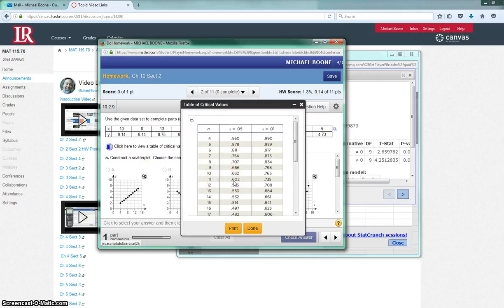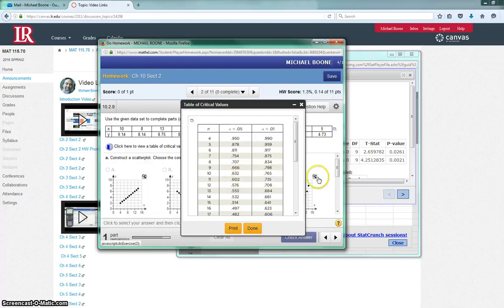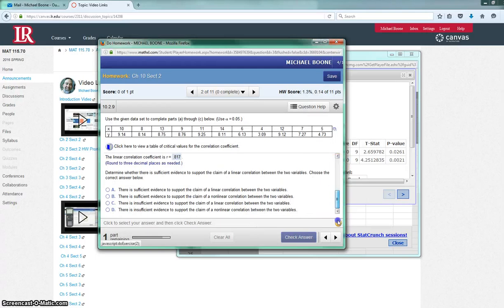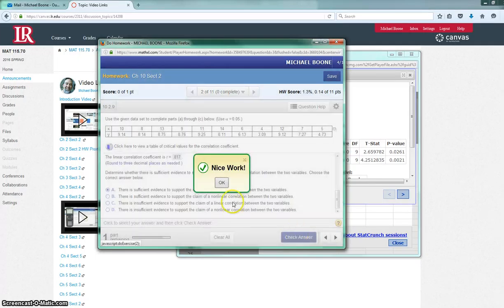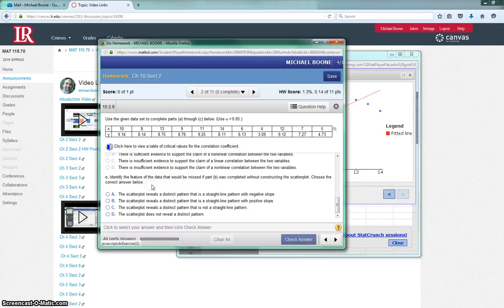Anything larger than 0.602. If this would have been a negative 0.817, we would look at the absolute value of that and say that the absolute value of negative 0.817 is also larger than the 0.602. So there is sufficient evidence to claim a linear correlation between the two variables. There is sufficient evidence to say that it's linear, even though, again, the look of it does look maybe like a quadratic, something of that shape. The scatter plot reveals a distinct pattern that is not a straight line pattern, so that would be something that I would notice.